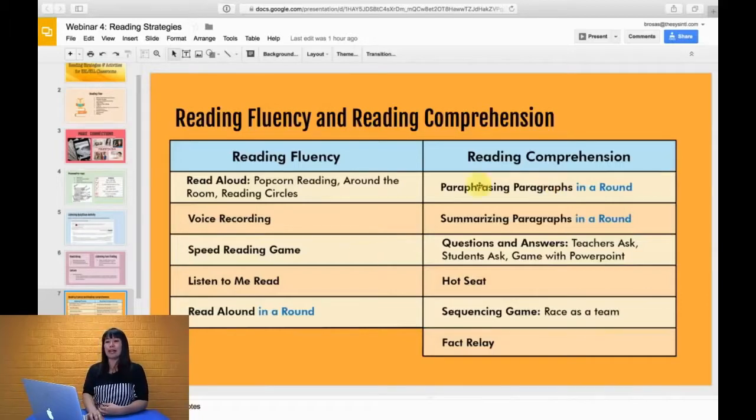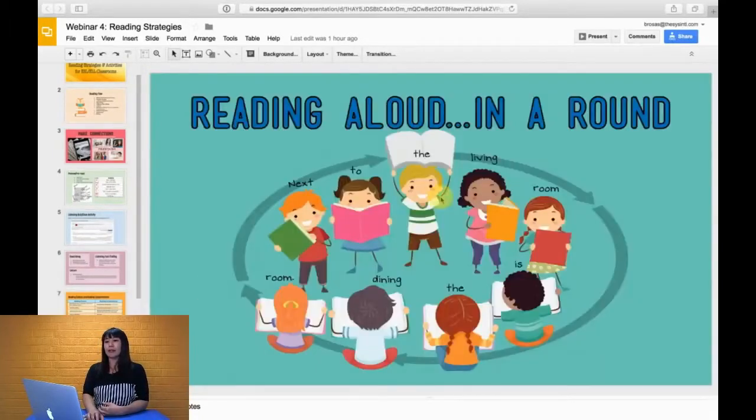So when you do paraphrasing in a round, you would have the first person start. They could then decide to stop wherever they want, and the next person will go. What I like to do is to make it even harder later on.